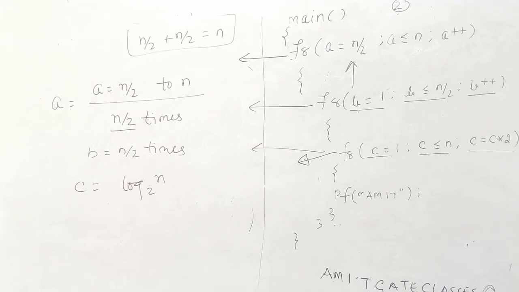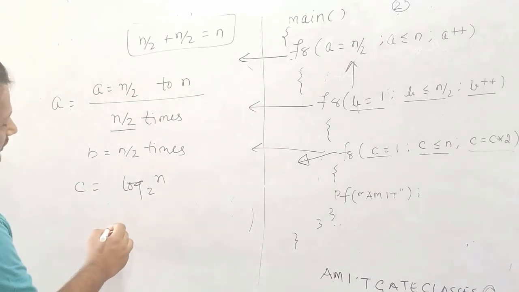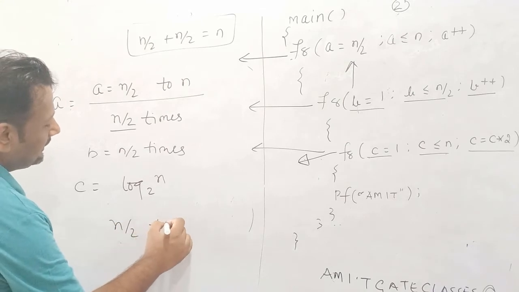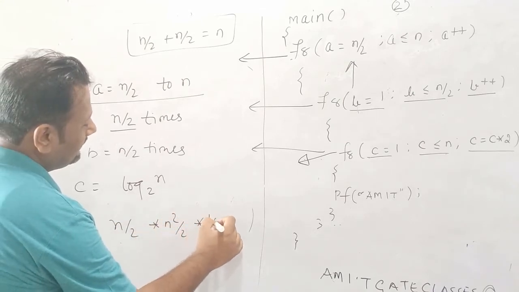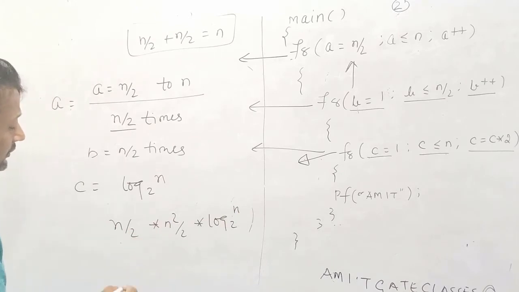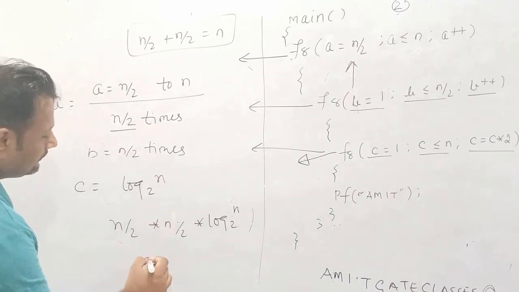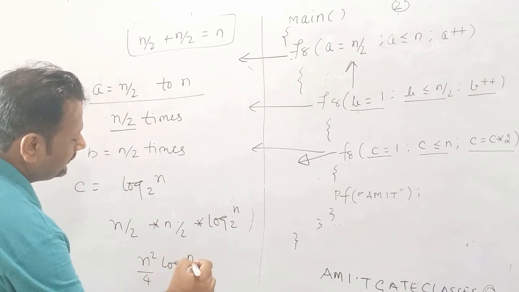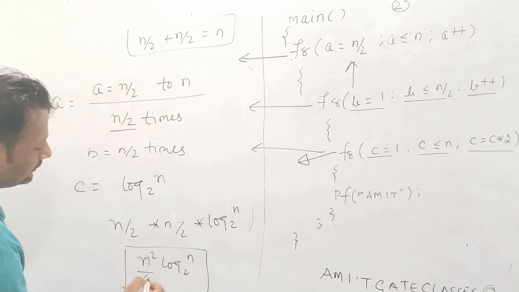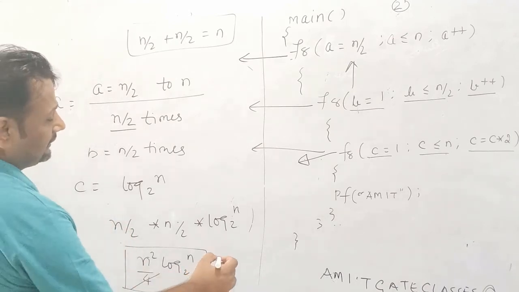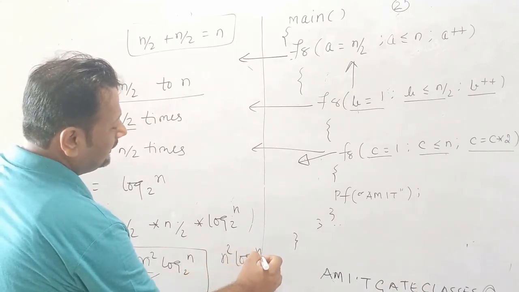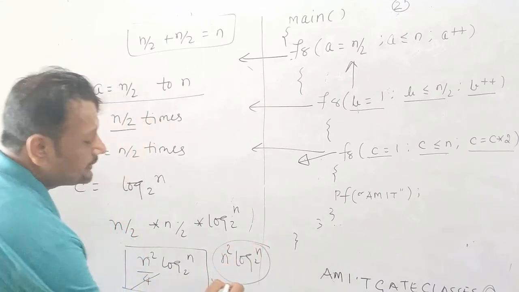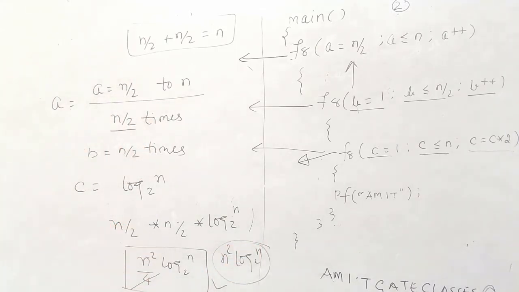Now calculate the time complexity of this overall program. We need to multiply the time complexity of all 3 loops. So you will get n by 2 multiplied by n by 2 multiplied by log n base 2. So you will get n square by 4 log n. And I told you, whenever you have such cases, you can ignore these constant terms. So in general, n square log n is going to be the time complexity of this particular program. This point is clear?